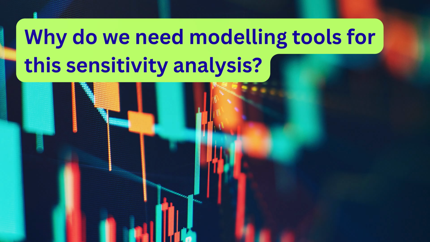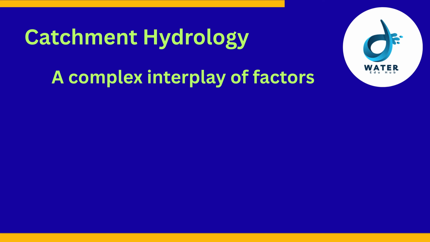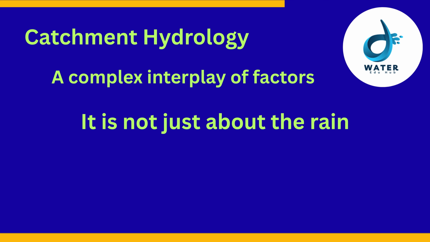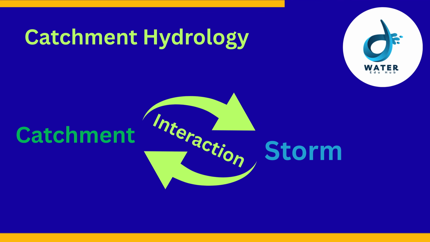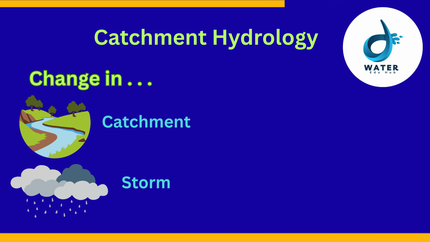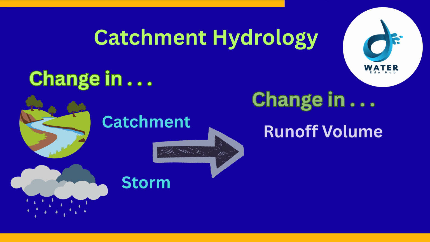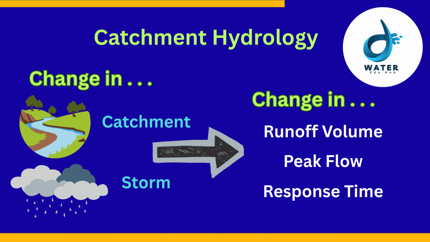Catchment hydrology is a complex interplay of factors. Runoff isn't just about rainfall. It's the outcome of how catchment shape, slope, soil type, and land cover interact with each storm. Changing even one variable can alter not only the runoff volume and peak flow, but also how quickly water reaches the outlet. Due to this complexity, simple formulas often fall short.